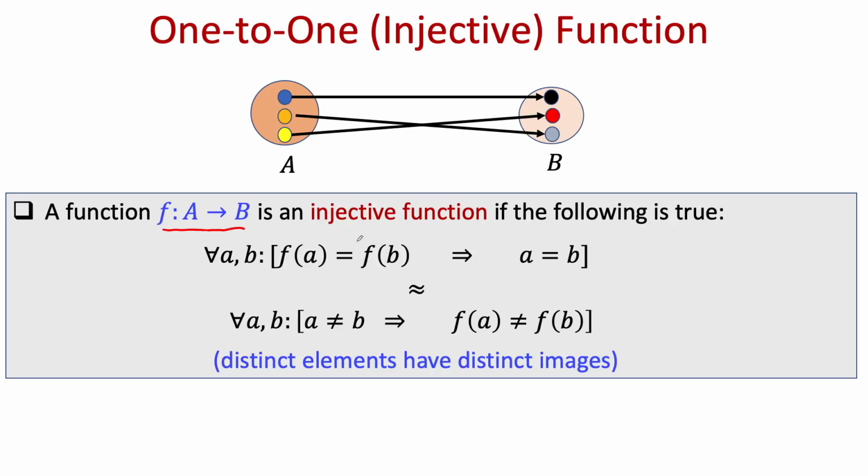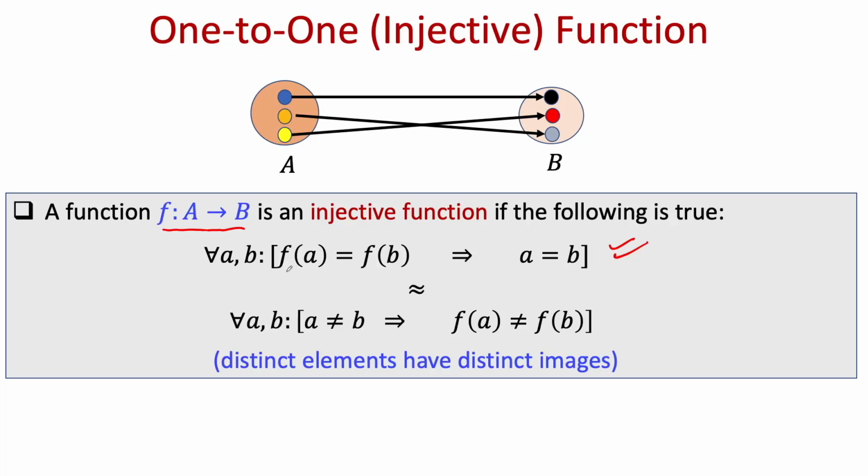To put it formally, we want that the universal quantification for all a, b, f of a equal to f of b implies a is equal to b should hold for an injective function. So what exactly does this universal quantification mean?